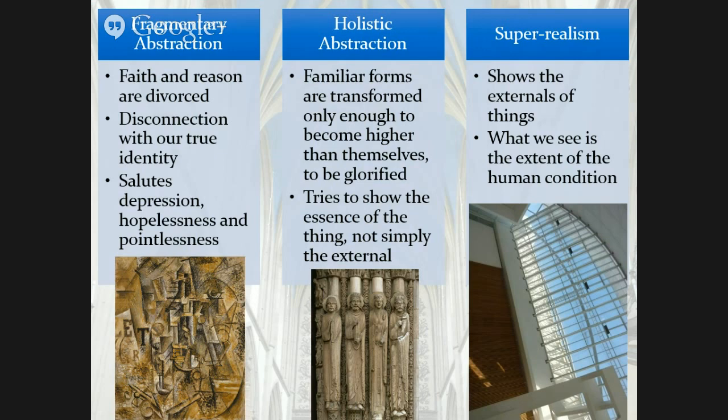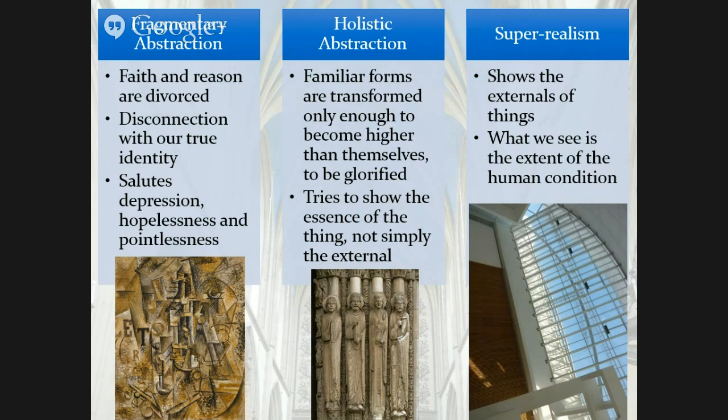The other extreme was superrealism, which basically only shows external things. And so it shows our fallen condition, but it doesn't show the hope of salvation. And the true Catholic form of abstraction that we saw in the different forms of art, for example, the three main forms that we looked at during one of our sessions, iconographic, Gothic, and Baroque, is that you have a certain amount of abstraction, but the abstraction is there to show forth the reality of things.